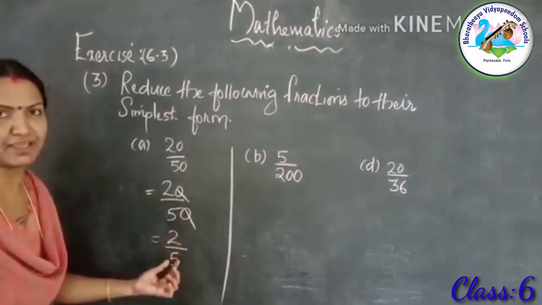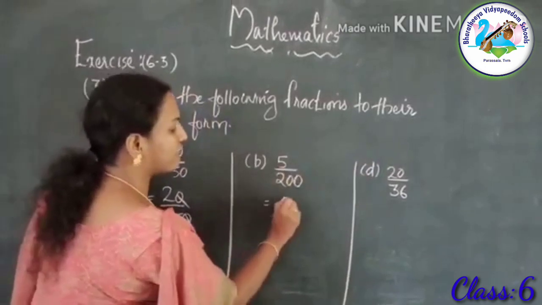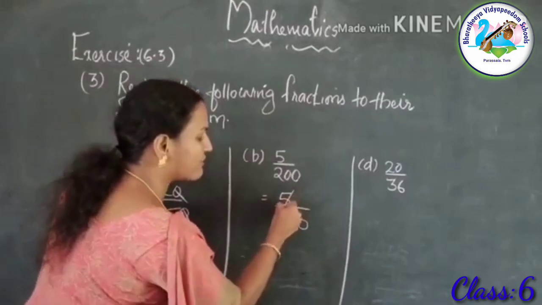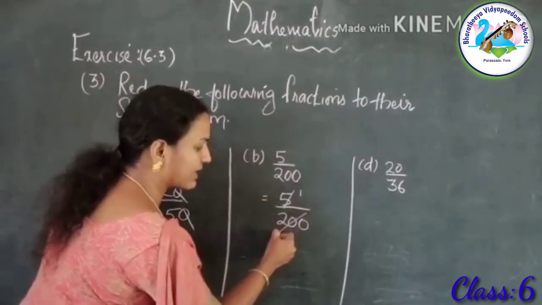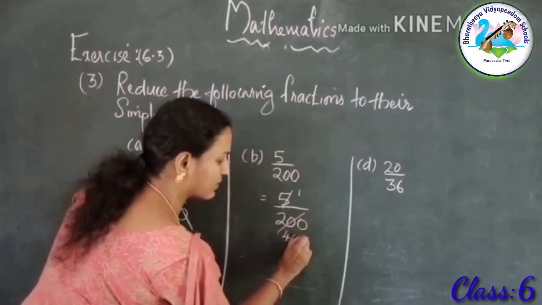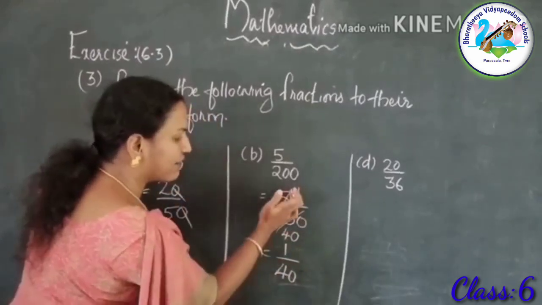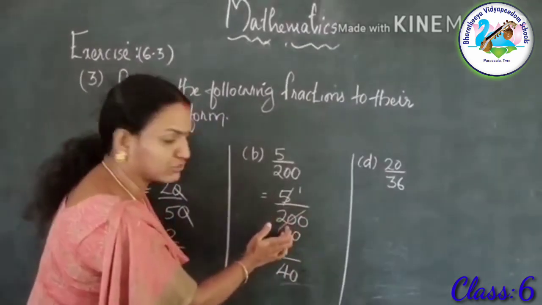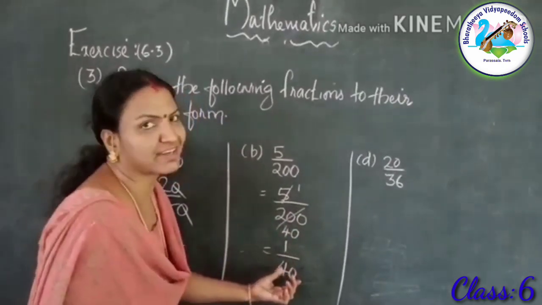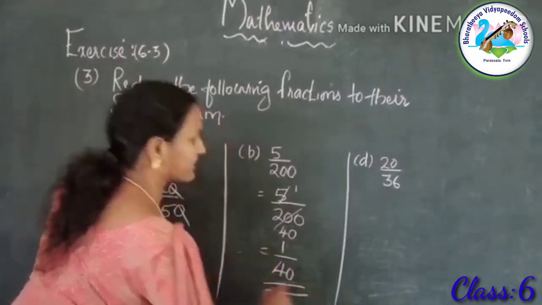The next option, 5 by 200. In 5 by 200 you can cancel by 5. 1 5 is 5. Here 4 5s are 20, then 0. So 1 by 40. Here 1 and 40 have no common factors other than 1. So the simplest form of 1 by 40 is 1 by 40.